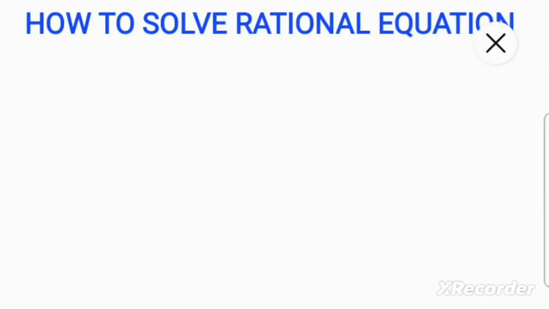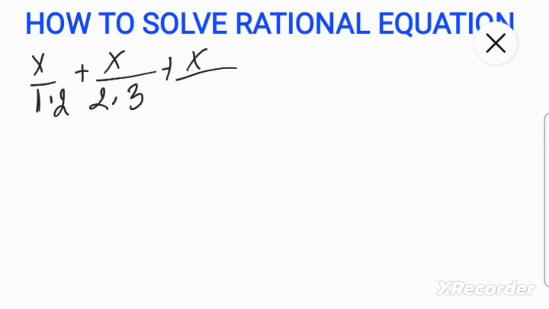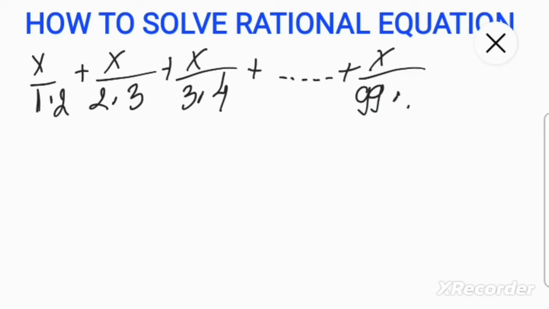Today we are going to solve a rational equation. So, we have x over 1 multiplied by 2 plus x over 2 multiplied by 3 plus x over 3 multiplied by 4 plus, until we have x over 99 multiplied by 100, equals 99 over 15.